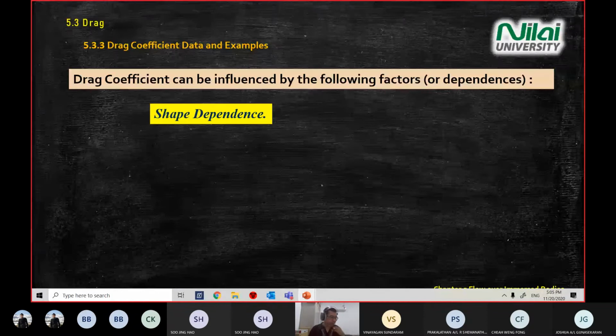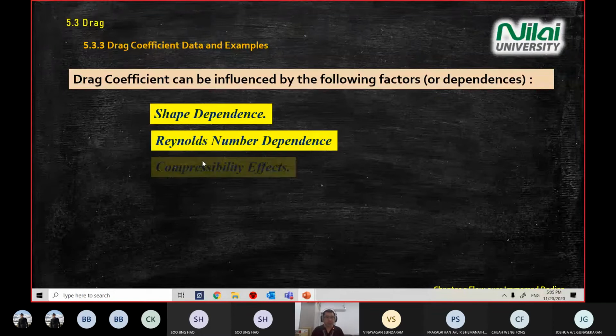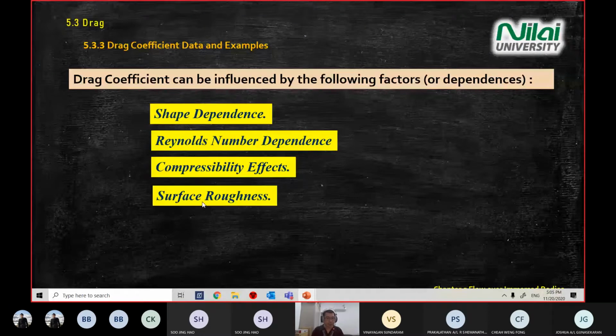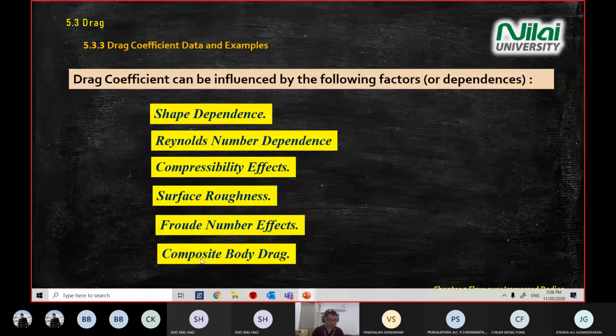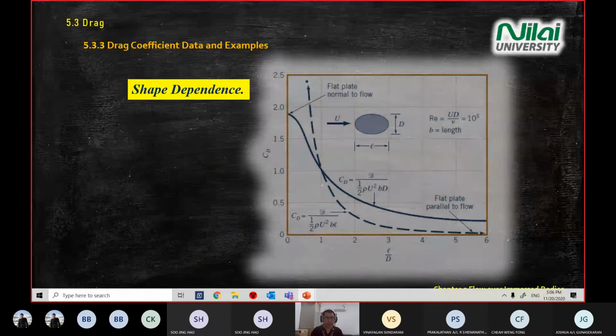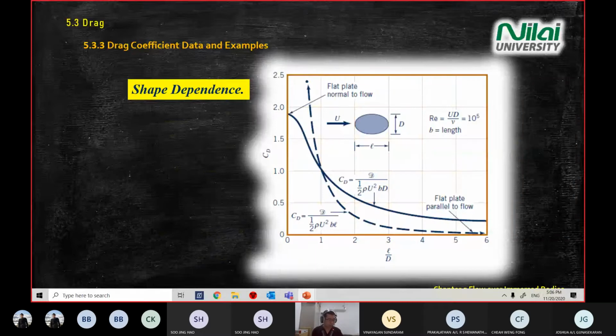Just now we looked at a few factors that can influence the drag coefficient: shape, Reynolds number, compressibility, surface roughness, Froude number, and body drag. We look at a few charts later on. On the chart below question 25, this chart is for the shape dependence factor.